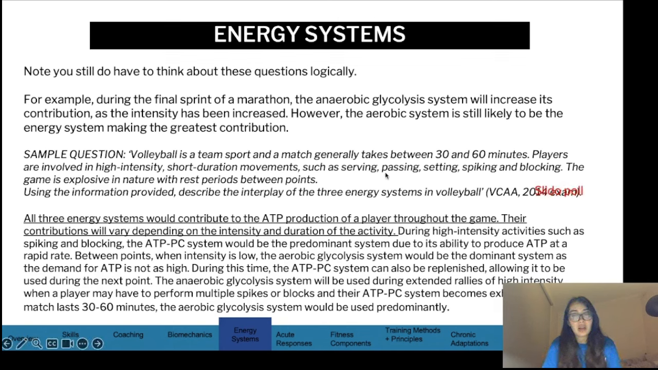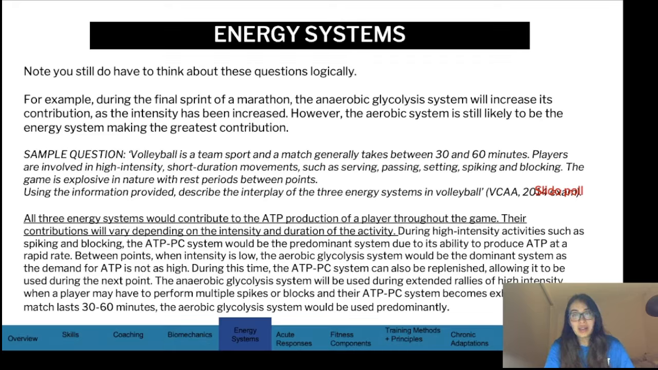So you really want to call back to the data. It says stuff like serving, passing, setting, spiking, blocking. You want to make sure that you discuss that in the data, that your response actually says that. Talk about rest and when you can actually recuperate that system.